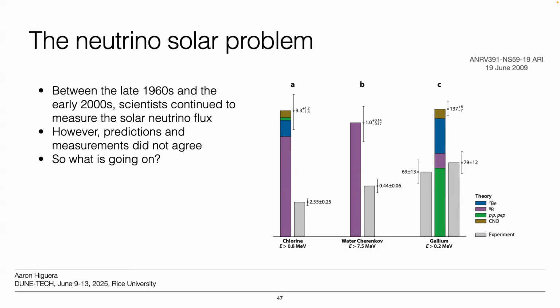So, and you see it was a significant deficit, right? Even if you consider the error bars, the data doesn't match the prediction within error bar. So there was something fundamental happening there. And so people were scratching their heads about what was going on with the solar neutrinos. This was known as the solar problem.